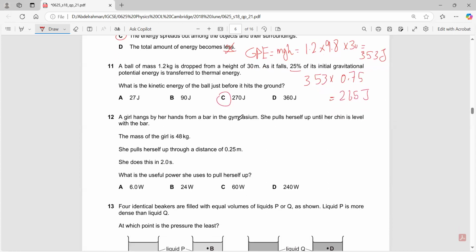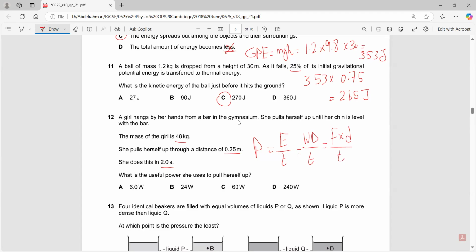A girl hangs by her hands from a bar in the gymnasium. She pulls herself up until her chin is level with the bar. The mass of the girl is 48 kilograms, and she moves a distance of 0.25 meters. She does this in 2 seconds. What is the useful power? Power equals energy over time. Energy in this case would be the work done. Work done over time. So what is work done? It's force times distance, over time. What is the force? It's the weight.